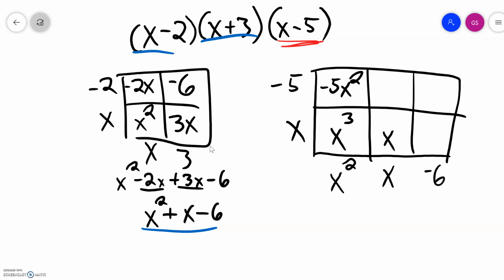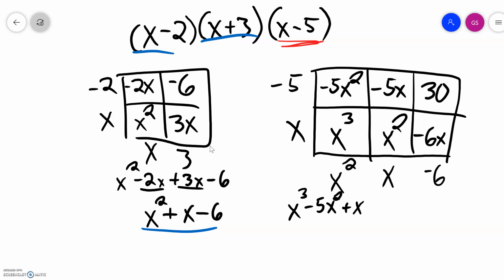X times x is x squared. X times negative 5 is negative 5x. Negative 6 times x is negative 6x. And negative 6 times negative 5 is positive 30. Okay, now the inside of this I'm just going to rewrite out as an expression. So x cubed minus 5x squared plus x squared minus 5x minus 6x plus 30.